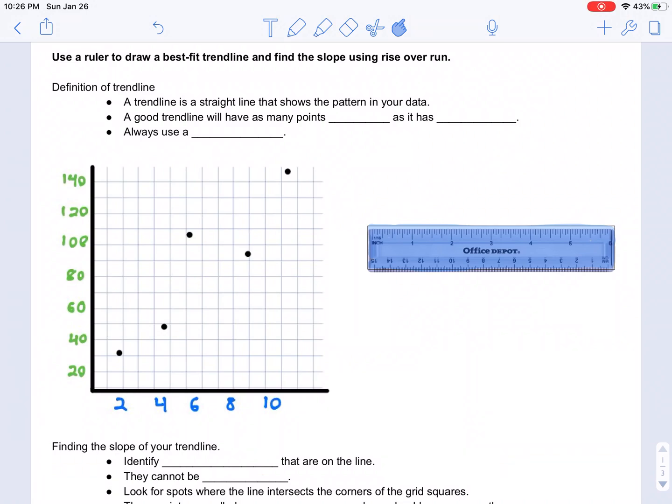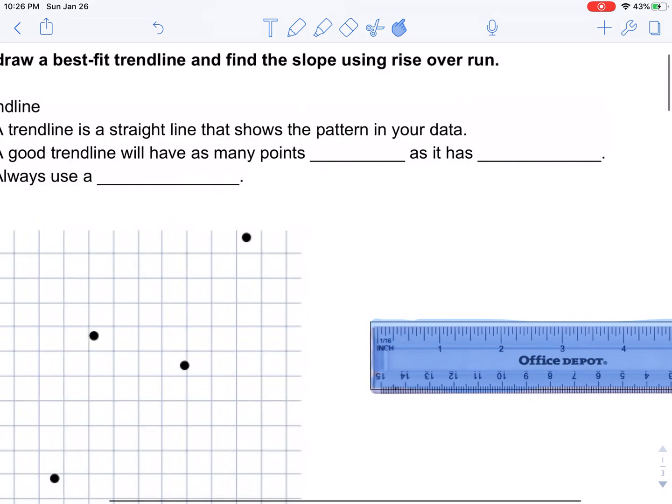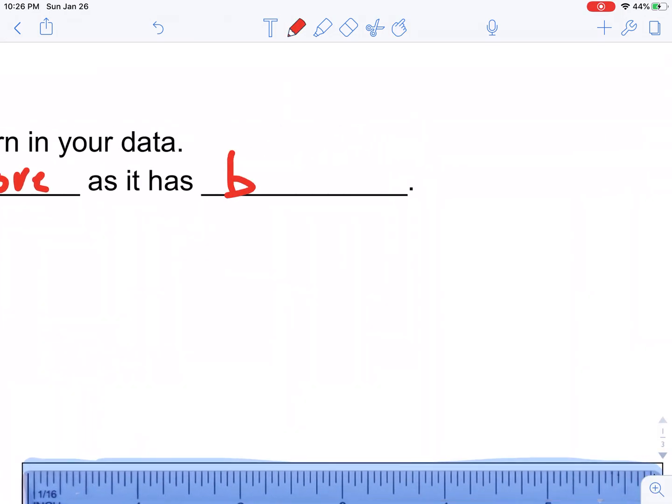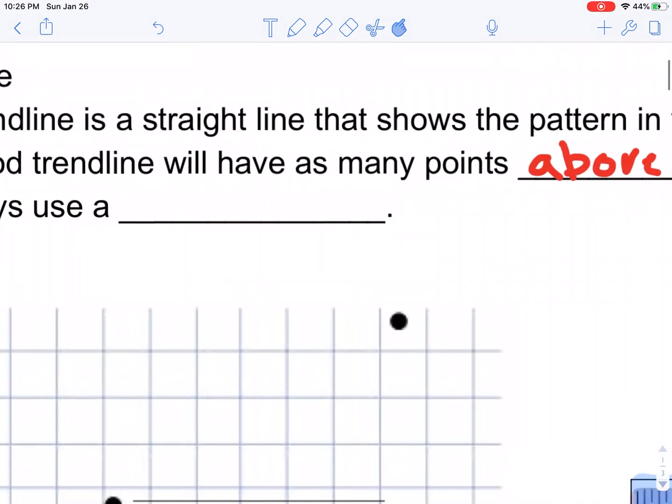Alright, use a ruler to draw a best fit trendline and find the slope using the rise over run method. A trendline is a straight line that shows the pattern in your data, and a good trendline will have as many points above as it has below. So always use a ruler. You want data points above your trendline and data points below your trendline, and to ensure that, if you're doing this on paper, you want to use a ruler.